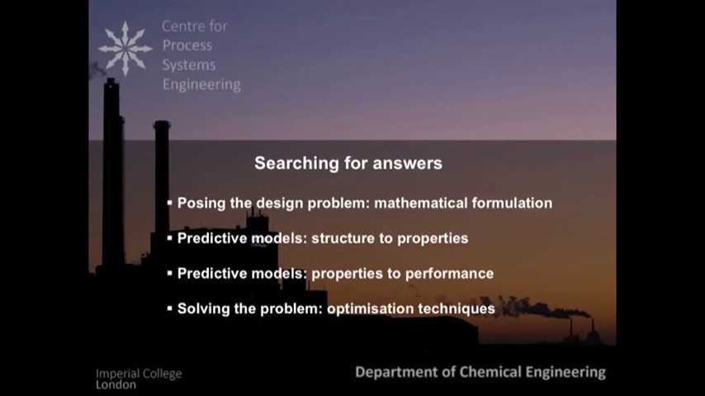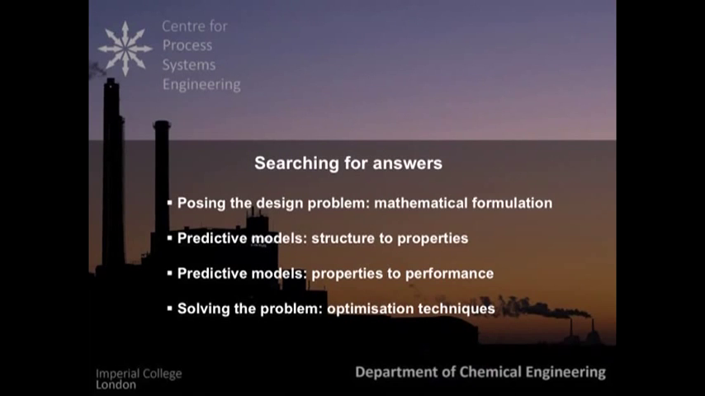Okay, so what ingredients do we need to put together in searching for answers? Because we have so many possibilities, we're going to use a computer to try and get to the solution. And so we need to frame our problem in mathematical terms. So we need to pose this problem and capture all of the constraints and our objectives in a mathematical formulation. We are then going to need models with this mathematical formulation, which are going to relate the molecular structure to the properties. And then once we have that, we need models that relate the properties to the performance of the overall system, whether it's a process, for example, or a single unit.